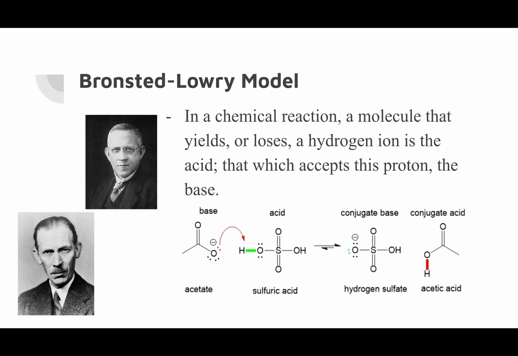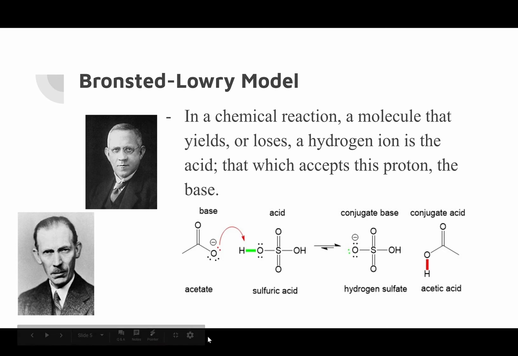And so, physical chemists Johannes Nicolaus Brønsted from Denmark and Thomas Martin Lowry from England independently derived the Brønsted-Lowry model. By this definition, in a chemical reaction, the molecule that yields or loses a hydrogen ion is the acid, so it donates a hydrogen ion in common terms. And reciprocally, that which accepts this proton, this hydrogen ion, serves as the base.